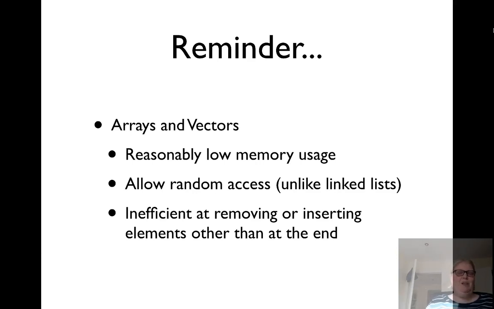Got it? Both have reasonably low memory usage. Both allow random access, unlike linked lists, so you can say, tell me what's at array item 3, and it will tell you index 3, or vector index 3, and just get that back very quickly, so you get random access. They're both quite inefficient at removing or inserting elements other than at the end. So that's sort of the internals and how Java works, but you can trust me if you like, or you can go and look it up. If you actually want to remove an element from an array or a vector, or you want to insert an element at some place that's not the very end of the data structure, then that is really quite inefficient.